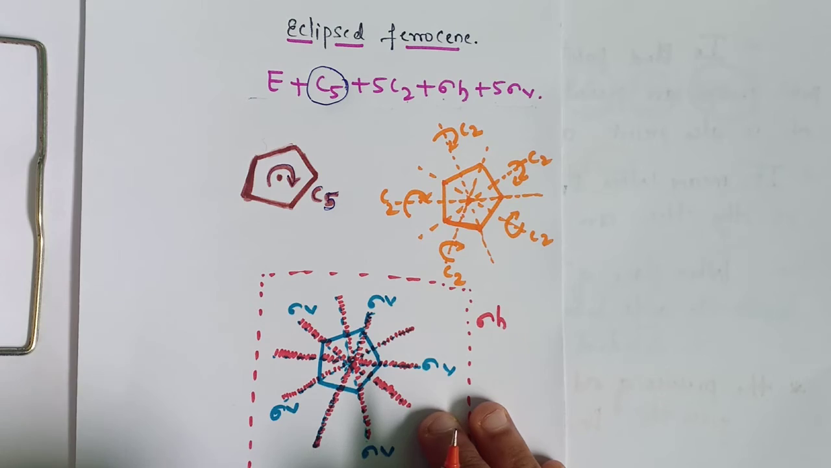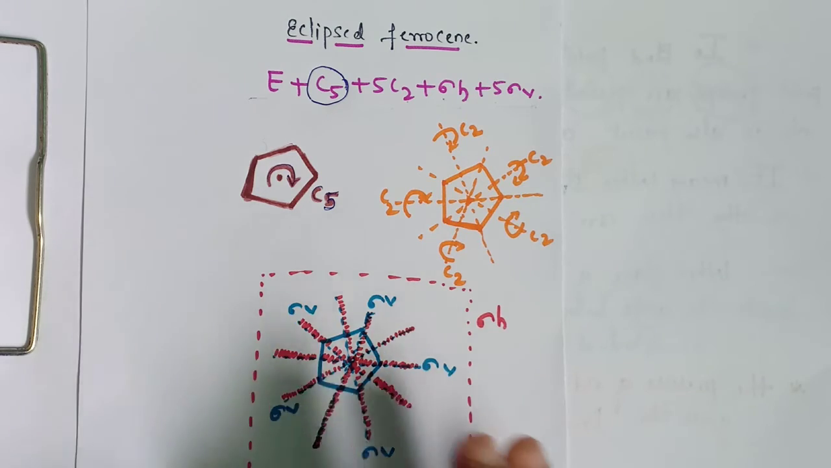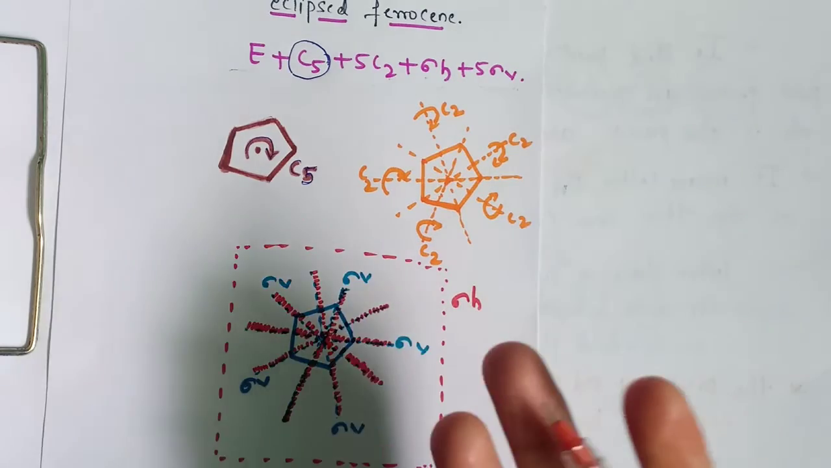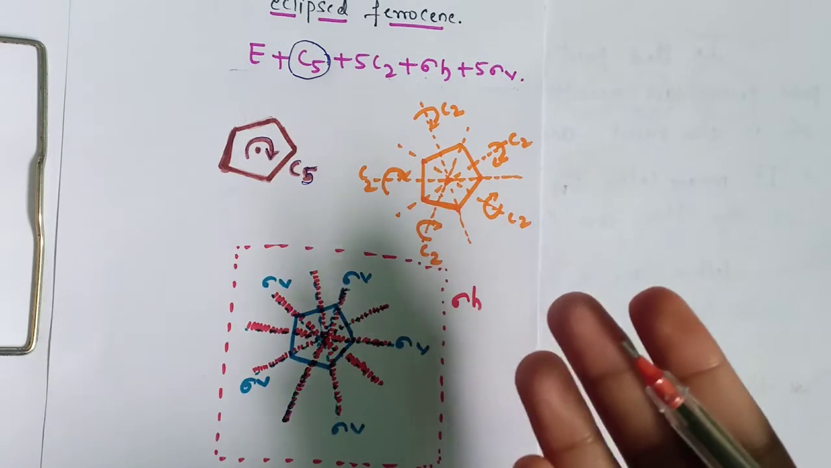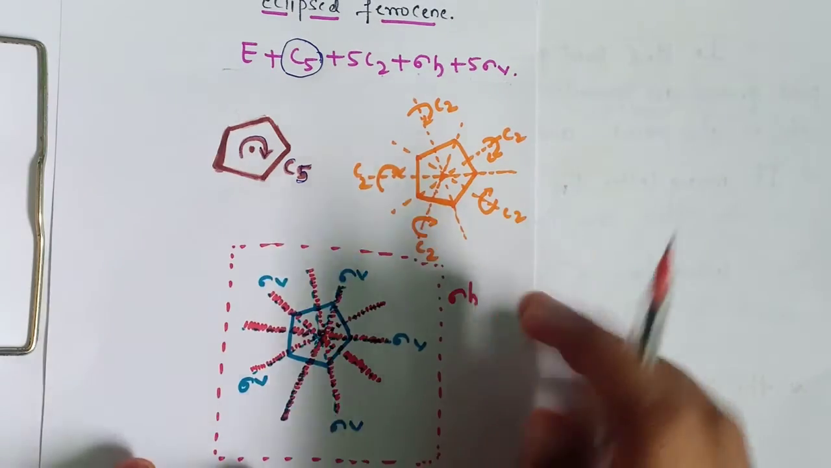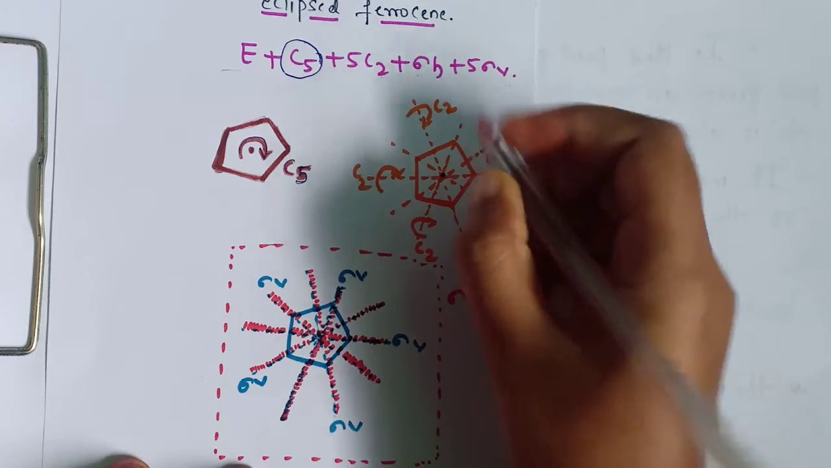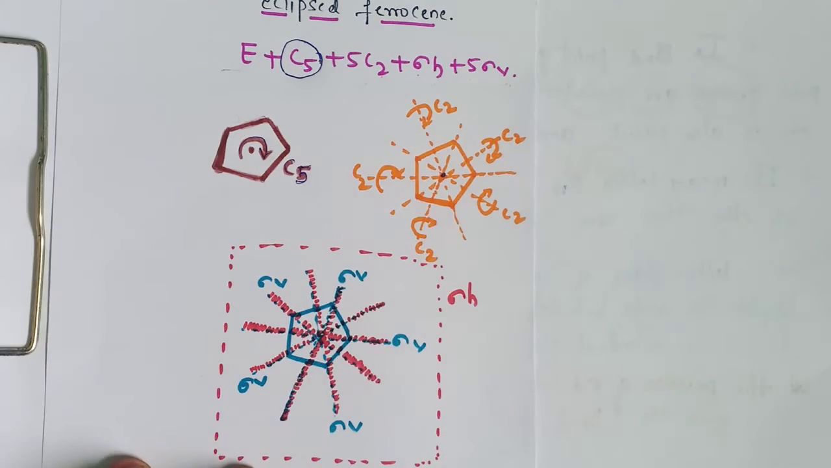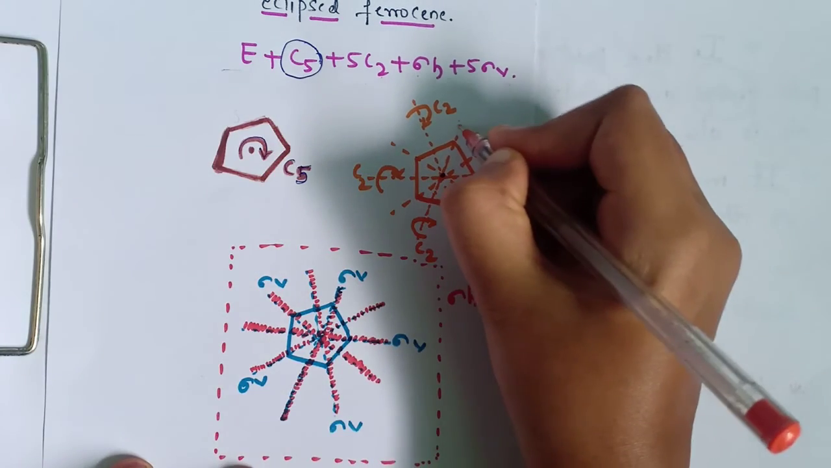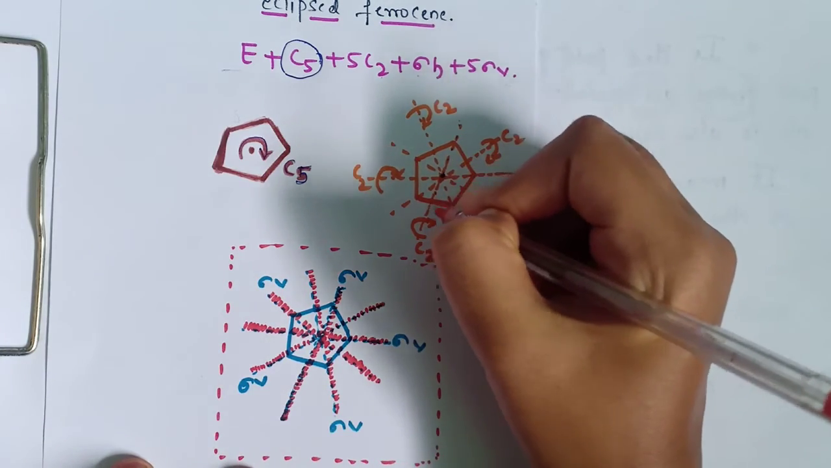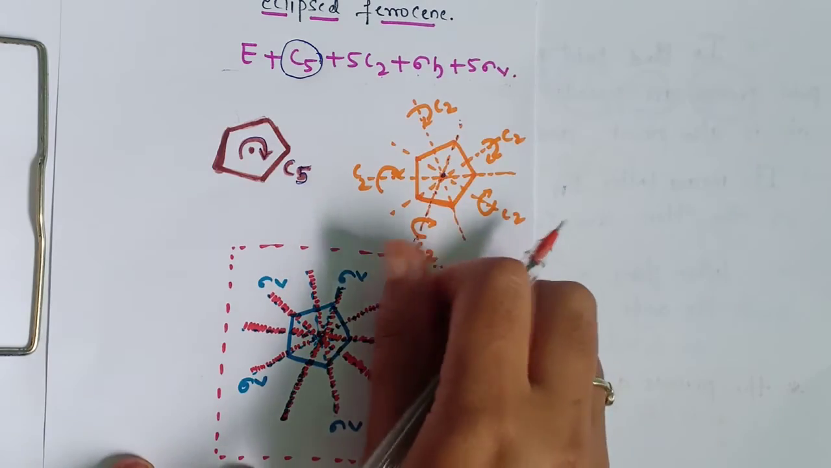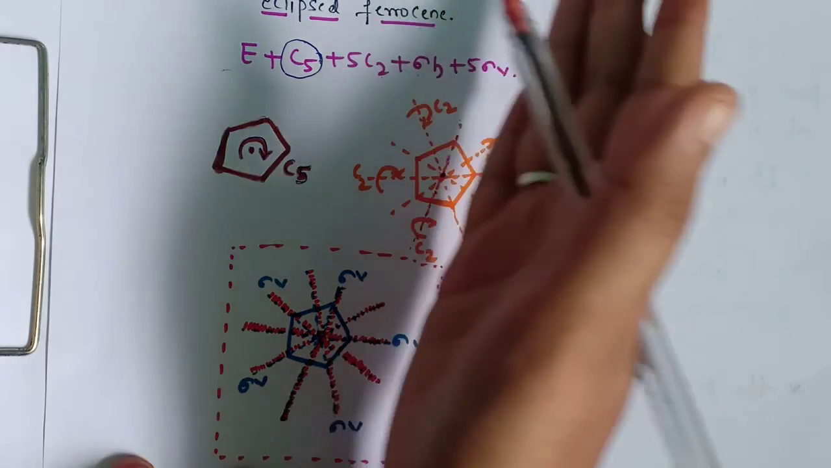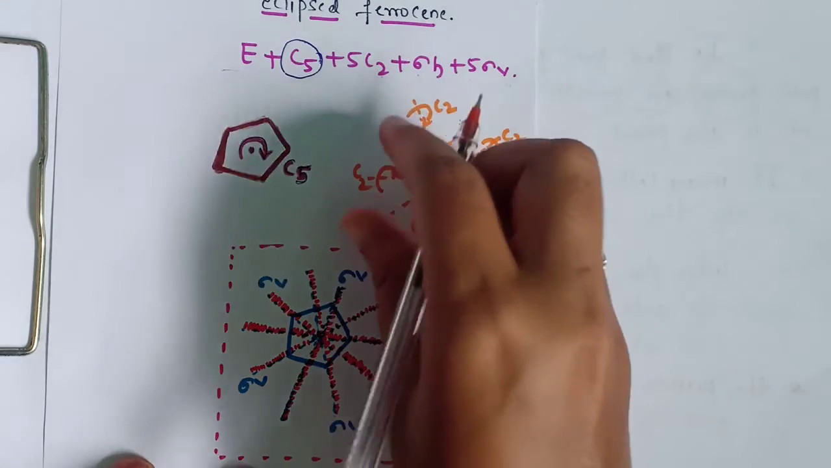Whereas next, we should find out the 5 C2. So here consider what is C2. Here it means the secondary axis of symmetry present in this eclipsed ferrocene. See, here is the principal axis, and if I pass an imaginary axis here and rotate the molecule, this F will come on this side and this F will go on that side.